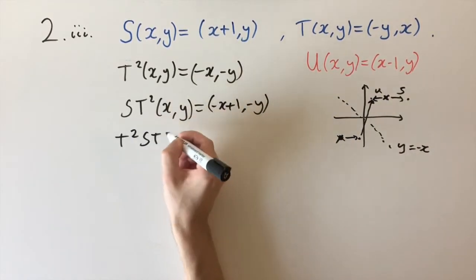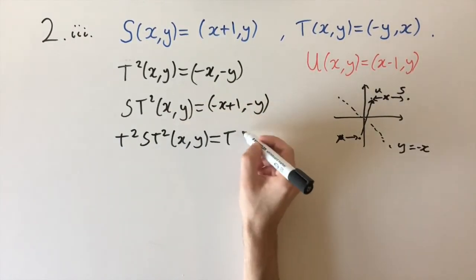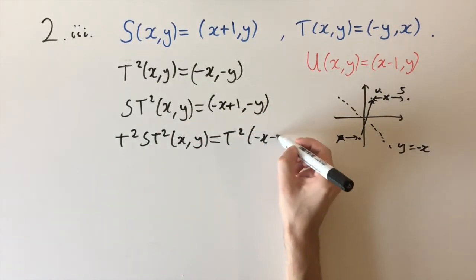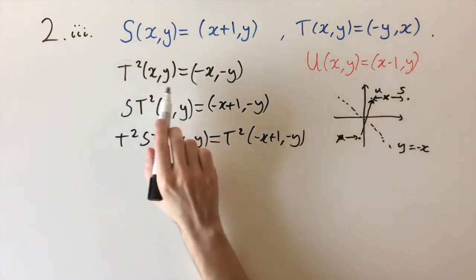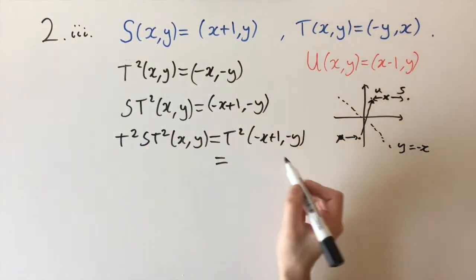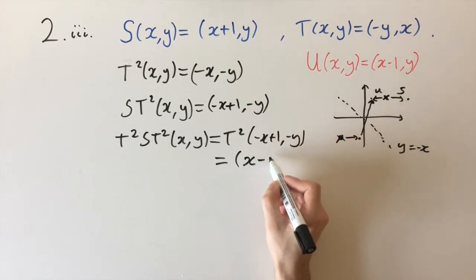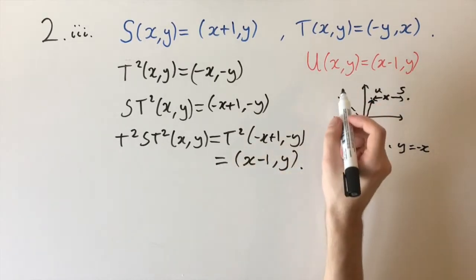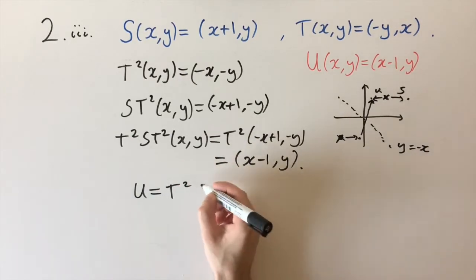T squared S T squared of (x, y), well, that's just T squared applied to what we had in the line above, (-x + 1, -y). And then we know what T squared is. This just puts minus signs in both components, and the minus x is going to go to x, plus 1 gets minus 1, minus y goes to y. And this gives us exactly what we want. So just to conclude, U equals the transformation T squared S T squared.